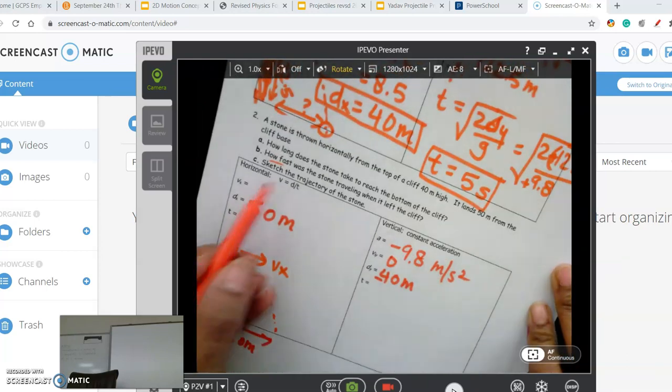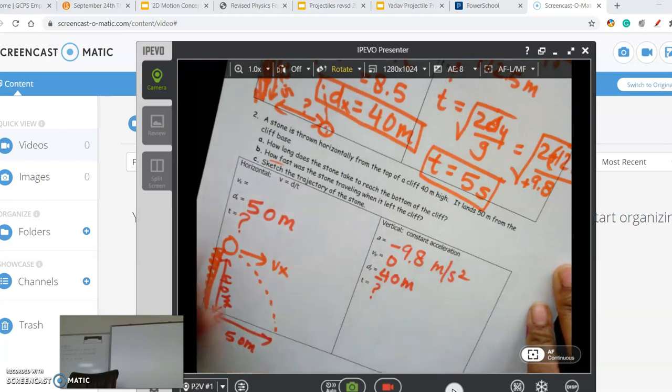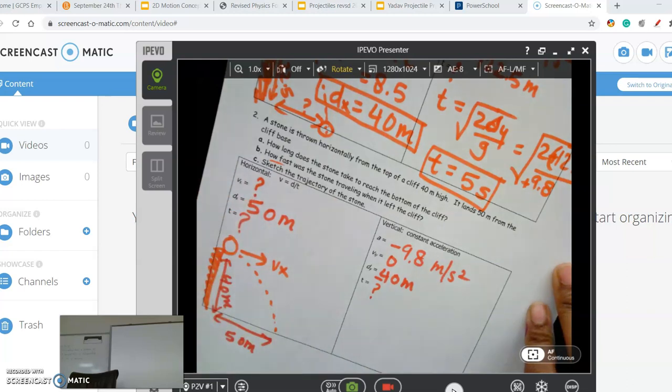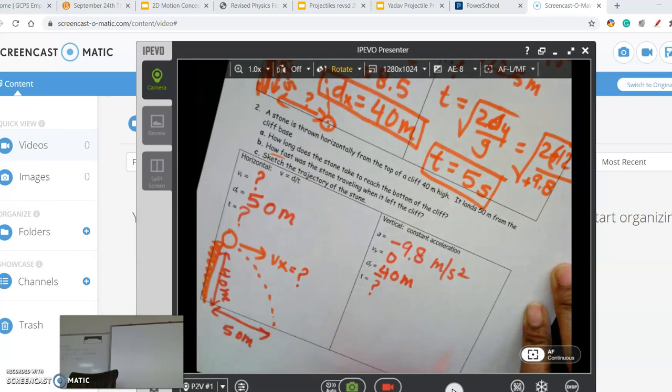So I'm looking for how long the stone takes, so I'm looking for time. I'm also looking for x velocity, because how fast was the stone moving when it was launched? That's the question, x velocity. So let's solve for time using the same equation. T equals square root of 2 delta y over g.